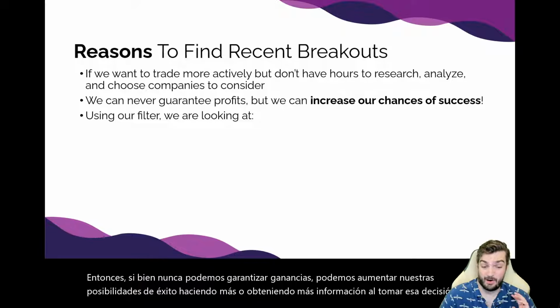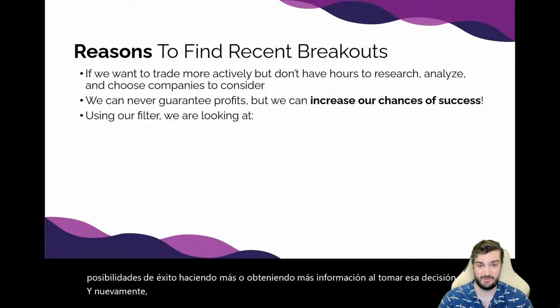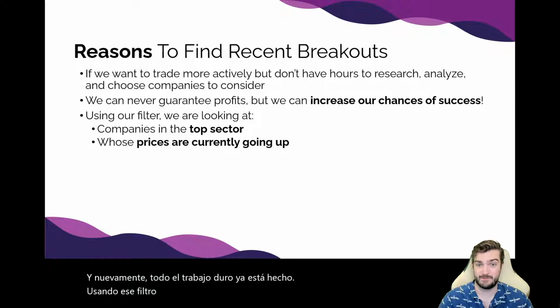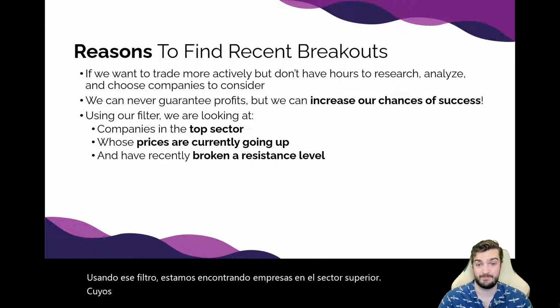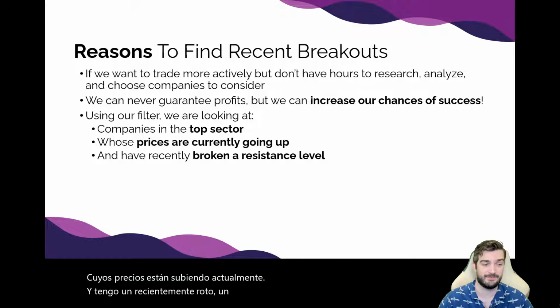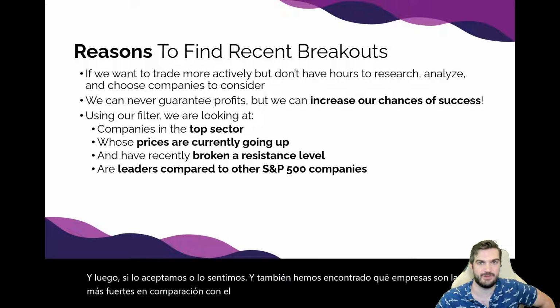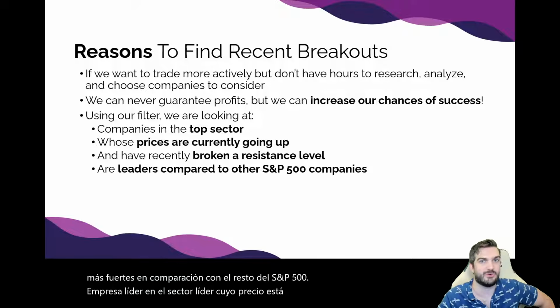And again, all of the hard work's already done for us. Using that filter, we're finding companies in the top sector whose prices are currently going up and have recently broken a level of resistance. And also we have found which companies are the strongest compared to the rest of the S&P 500 as well. So leading company in the leading sector whose price is currently going up and has recently created a new high.